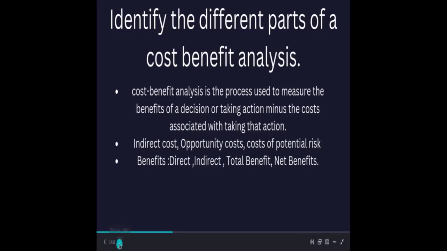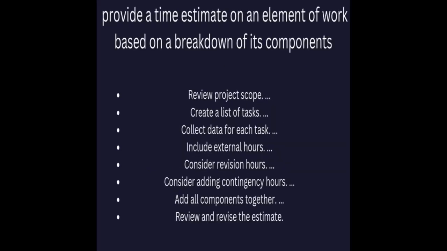First question on question B was identify the different parts of a cost-benefit analysis. A cost-benefit analysis is the process used to measure the benefits of a decision or taking action minus the cost associated with taking that action. So there's an indirect cost, an opportunity cost, cost of potential risk, and the benefits are direct, indirect, and total benefit and net benefits.